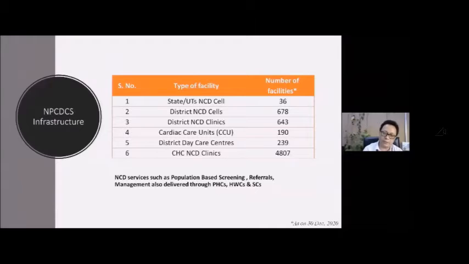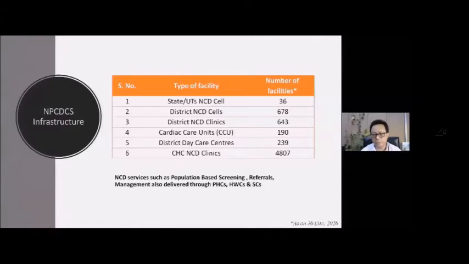And we also have, for the component of the cardiovascular diseases, dedicated cardiac care units, or the CCUs, in about 190 of the districts in the country. And for the chemotherapy component of the cancer care, we have the district daycare centers in about 237 district hospitals. And if you go down to the CHCs, we have got the NCD clinics in about 4,807.